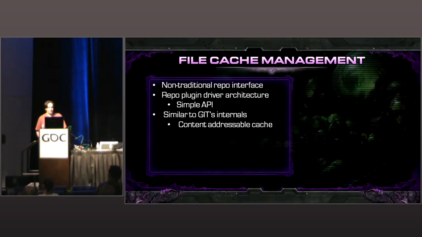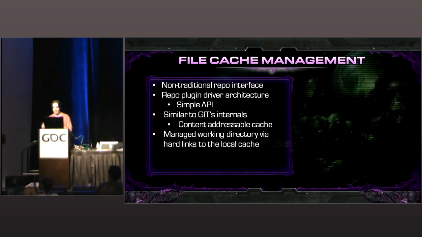Sanity and Git both have an internal content addressable cache. However, one difference between the two is that Git has a compressed data store. Files in Sanity's cache aren't compressed. This way, there's less work to do when moving files between the cache and the working directory. In fact, there isn't any work at all. We rely on hard links between the working directory and the cache.